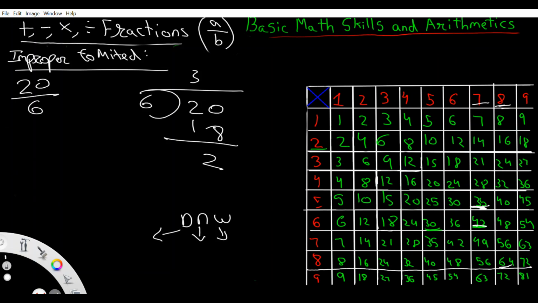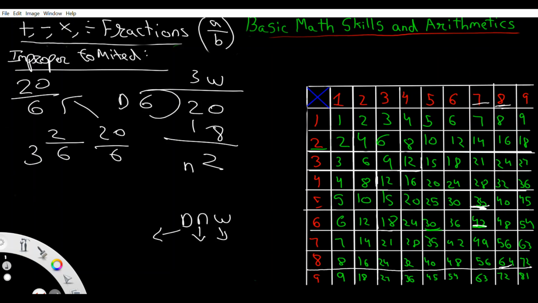And we know that 6 is the denominator, so I move clockwise from 6. So this is D N W. So 3 is the whole number, so this turns into 3. 2 is the numerator, 2 over 6. Let's confirm. 6 times 3 is 18. 18 plus 2 is 20 over 6. 20 over 6 is the same as 20 over 6.